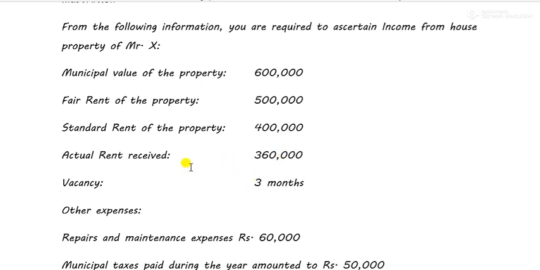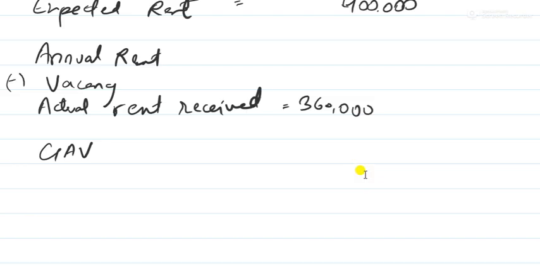If there are 12 months in a year and 3 months the house was empty, and the rest of the 9 months the house was occupied. So I'll get rent for the rest of the 9 months, right? So 3,60,000 is the rent for the rest of the 9 months. Now with the help of this, we'll have to calculate the rent for the whole year. How will we calculate?